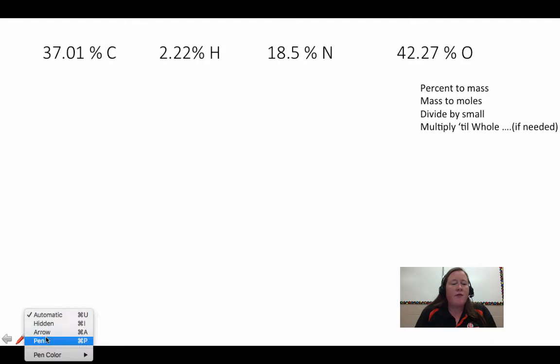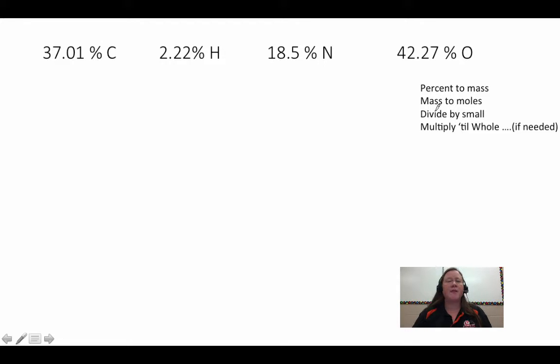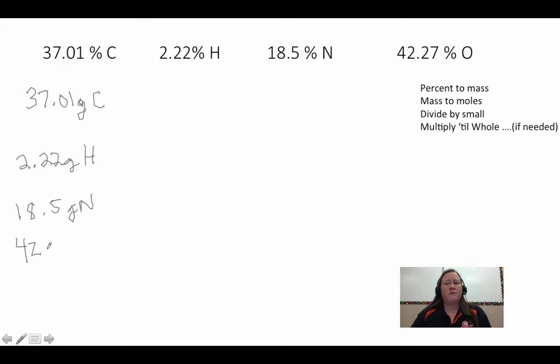So again, I have the poem hidden here, and I'm going to change this to a black pen. I have the poem included on this slide. Here's the poem: percent to mass, mass to moles, divide by small, multiply till whole. So percent to mass, we have 37.01 grams of carbon, 2.22 grams of hydrogen, 18.5 grams of nitrogen, and 42.27 grams of oxygen.